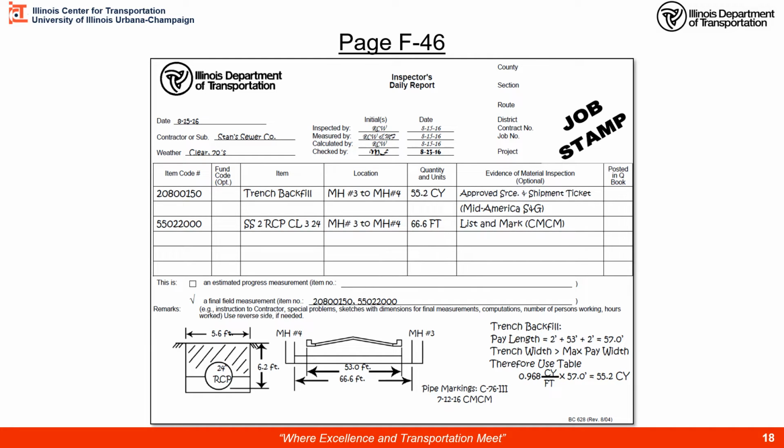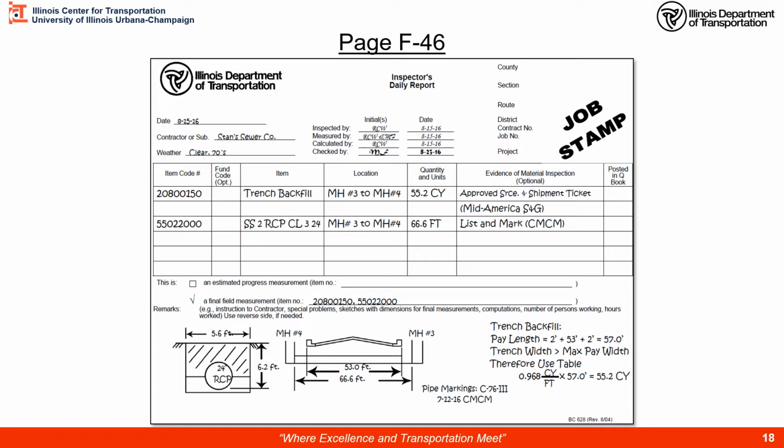Let's go to F46 of the DOT guide. Here you can see we are placing some concrete storm sewer in a trench. Here we have a few details on the cross section. From the back of the curb to the back of the curb is 53 feet. We measured the length of the pipe from manhole to manhole, which is 66.6. We also collected some information on the pipe markings, what class, date, and the mark for the production.